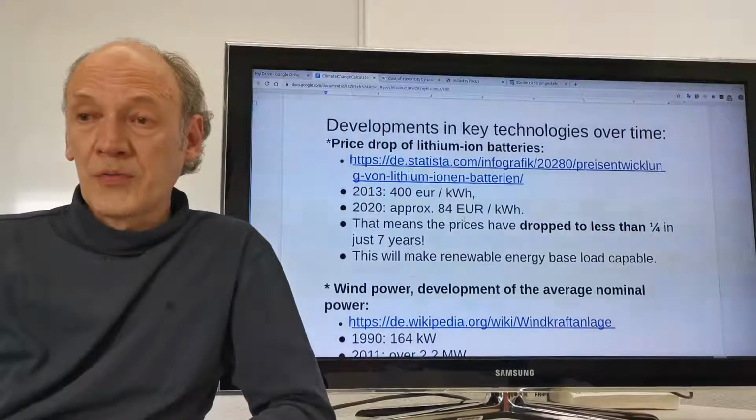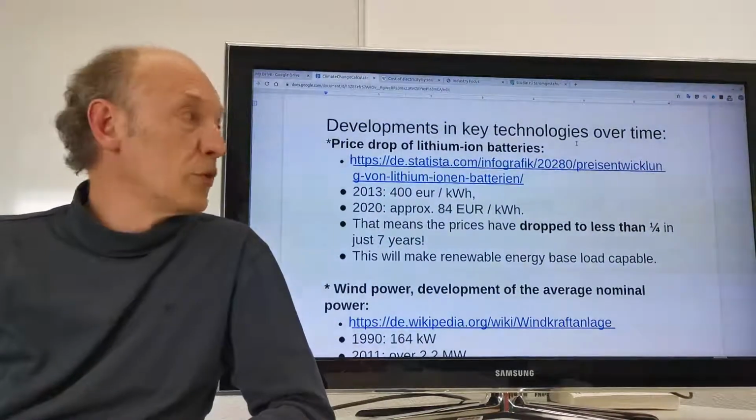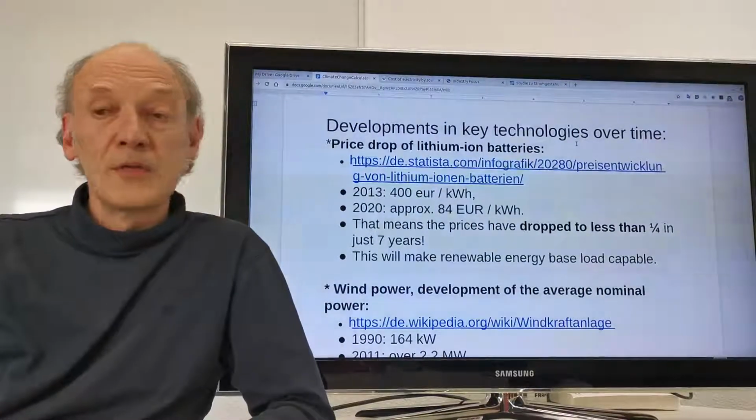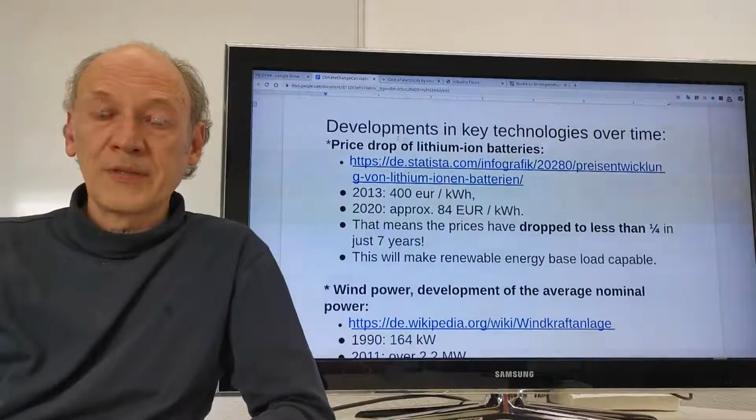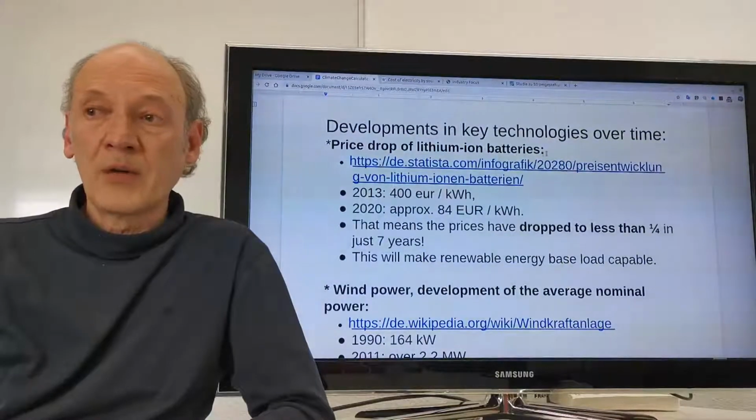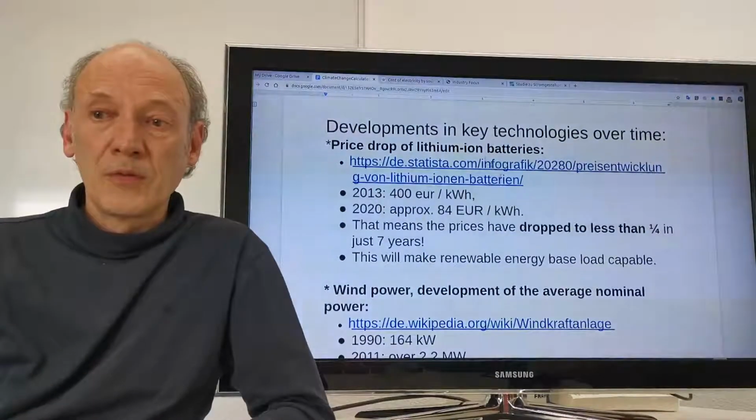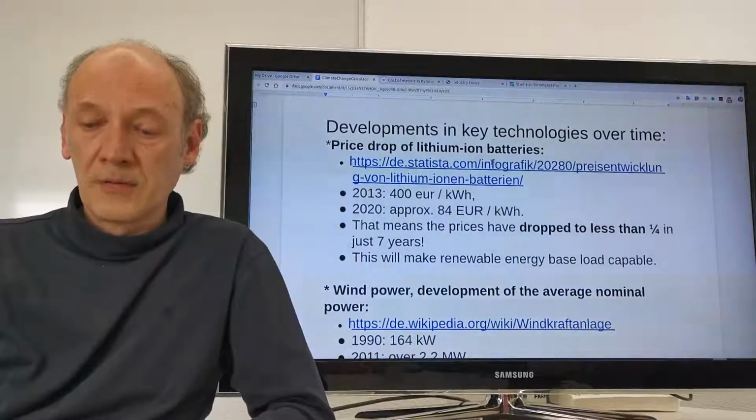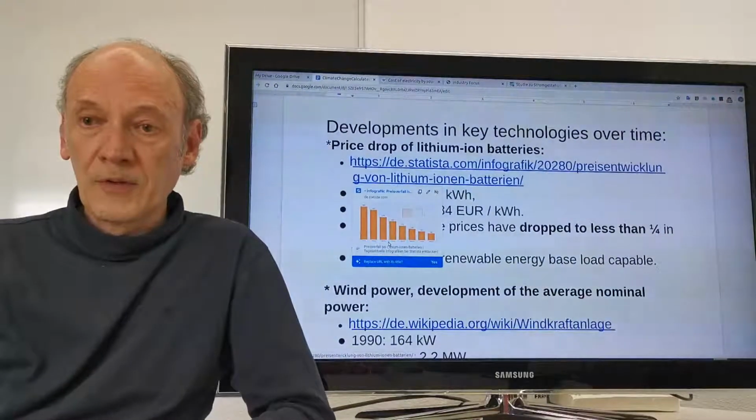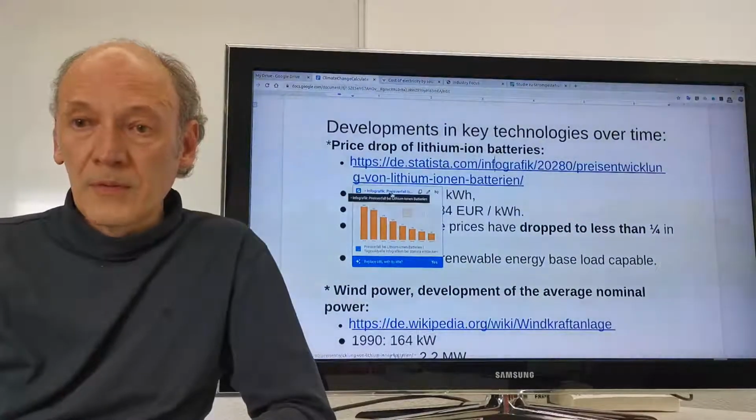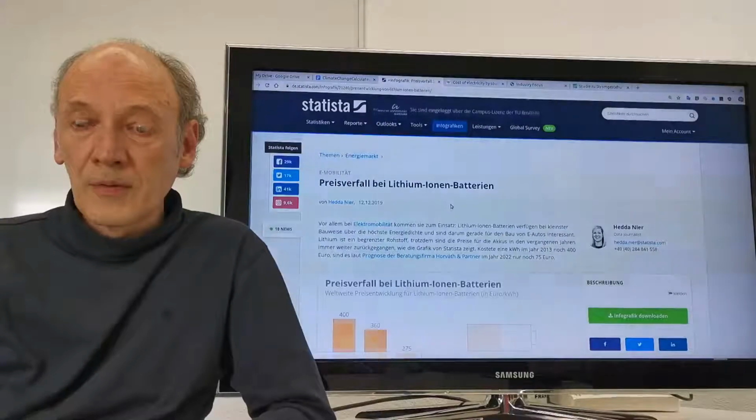Important for renewable energies is the development of key technologies over time. Particularly important is the price drop of lithium-ion batteries, which can be seen in this German Statista link. You can see a nice graph, which I can open now.